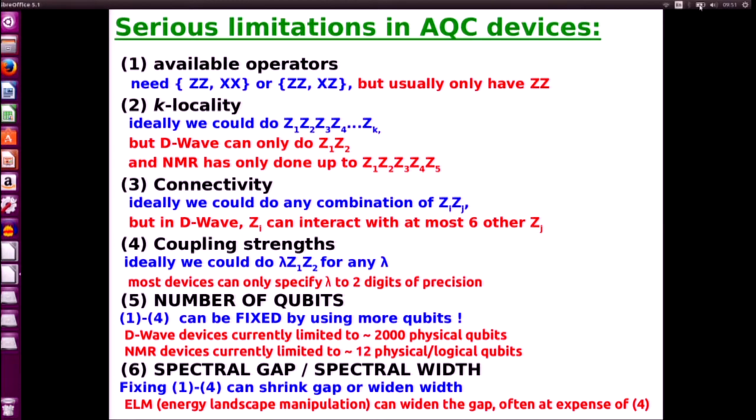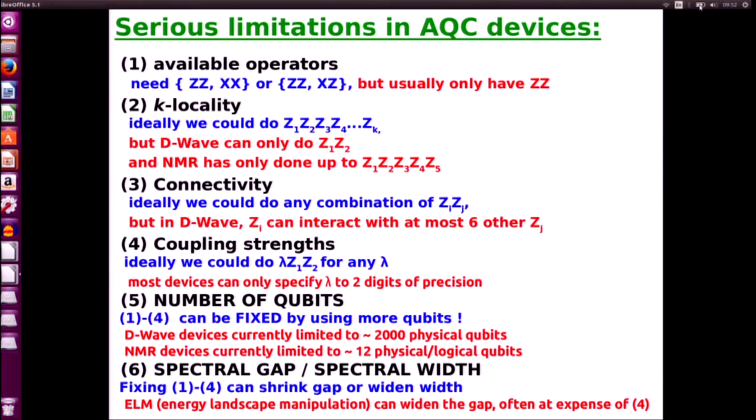Connectivity: if one qubit can only interact with 6 other qubits, that's a limitation; ideally we would be able to interact with anything. Coupling strengths, I don't know if this is still true. I don't have access to a 2000Q, but I think in earlier D-Wave machines, there was a limitation on the strength of the coupling to 2 digits of precision or something like that.